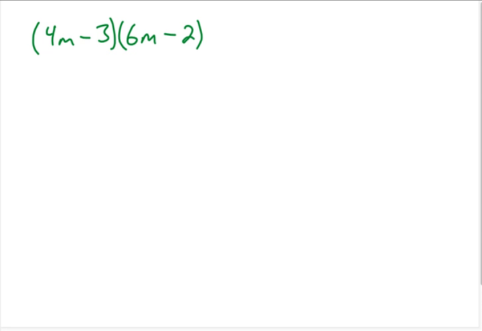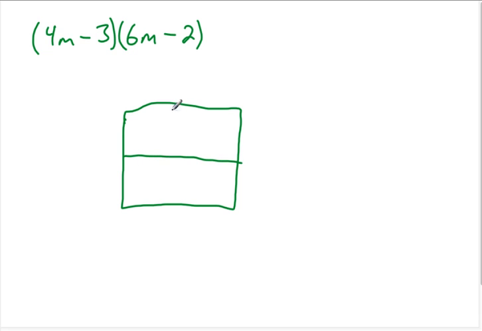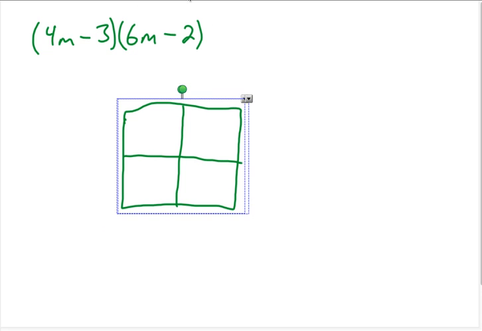I'm going to use the box technique. You can use FOIL as well, but make sure you know how to do both techniques. Again, the reason I'm using box is because we're going to use it in factoring, so it's nice to get used to it. I'd rather have that been black. Let's see if I can quickly fix that. Yeah, okay.